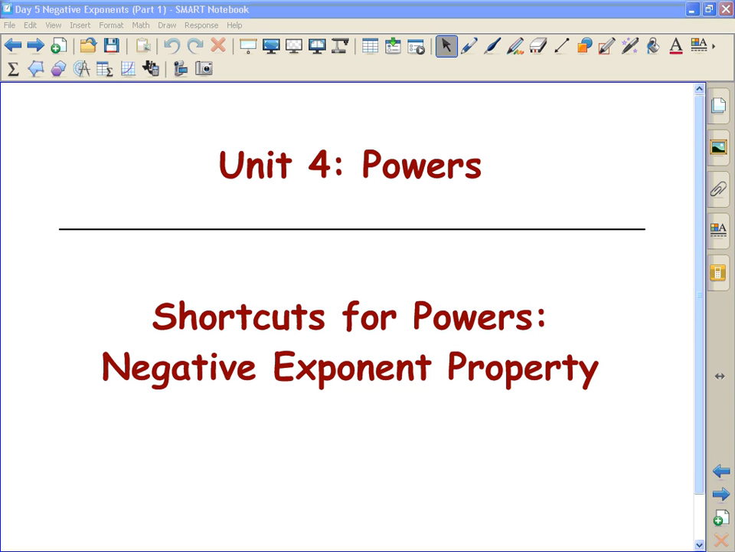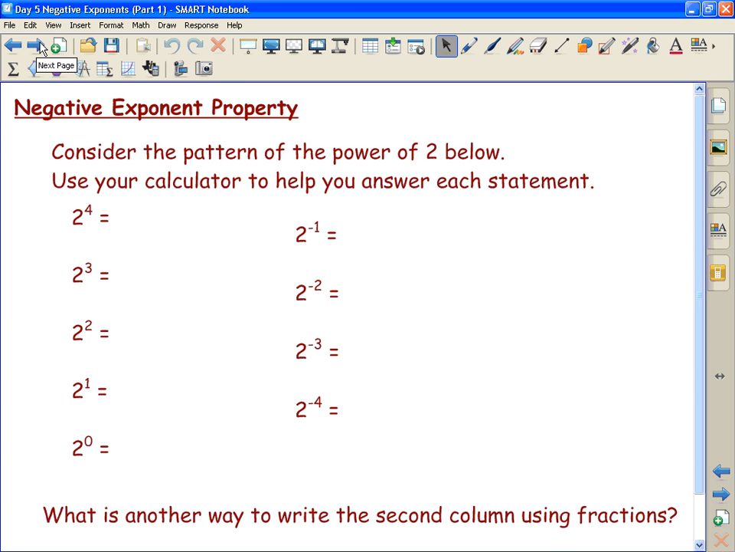Today's lesson is on shortcuts for powers again, but today we're going to be talking about negative exponents. What I've done is broken this up into two smaller days so that we're not so overwhelmed with the negative exponent property, because there are two different parts to it, and we want to make sure that you get a really good understanding of both of them. So today we're going to talk about the first part of the negative exponent property.